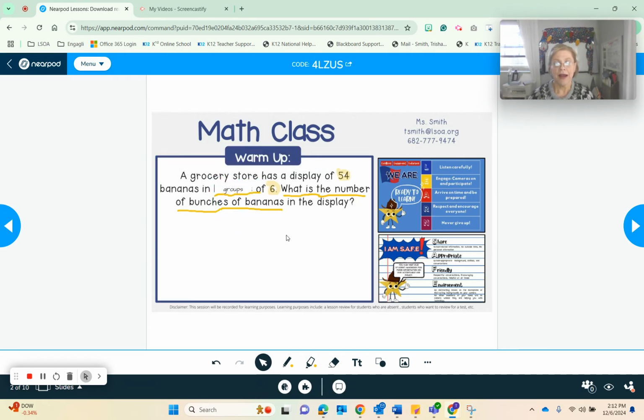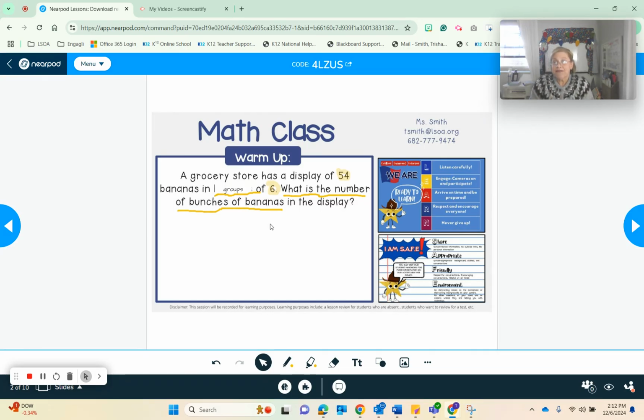So a grocery store has a display of 54 bananas in groups or bunches of 6. What is the number of bunches or groups of bananas in the display? So we know the total amount of bananas, and we know how many bananas are in each group. There are 6 bananas in each group.